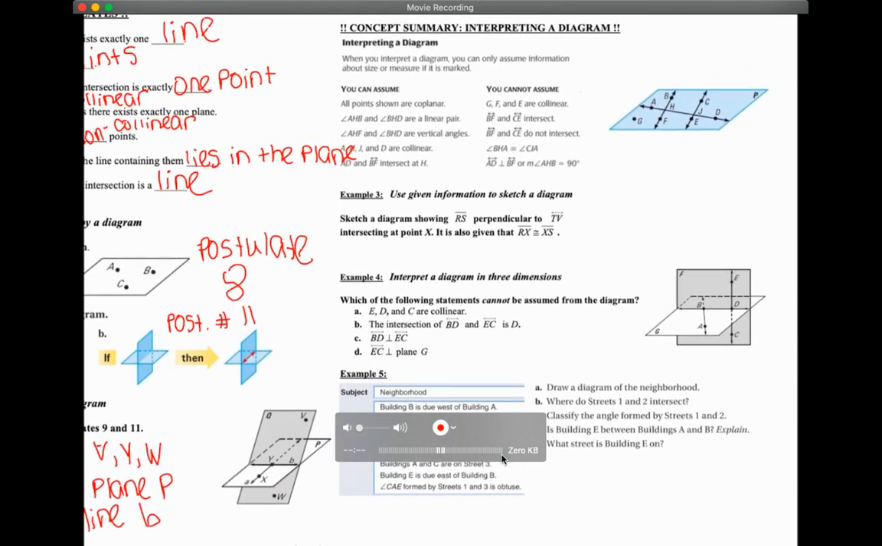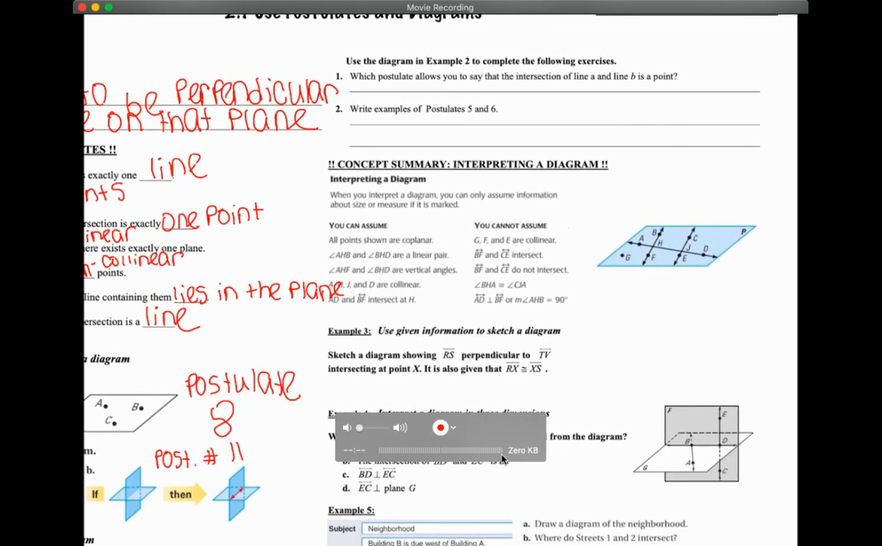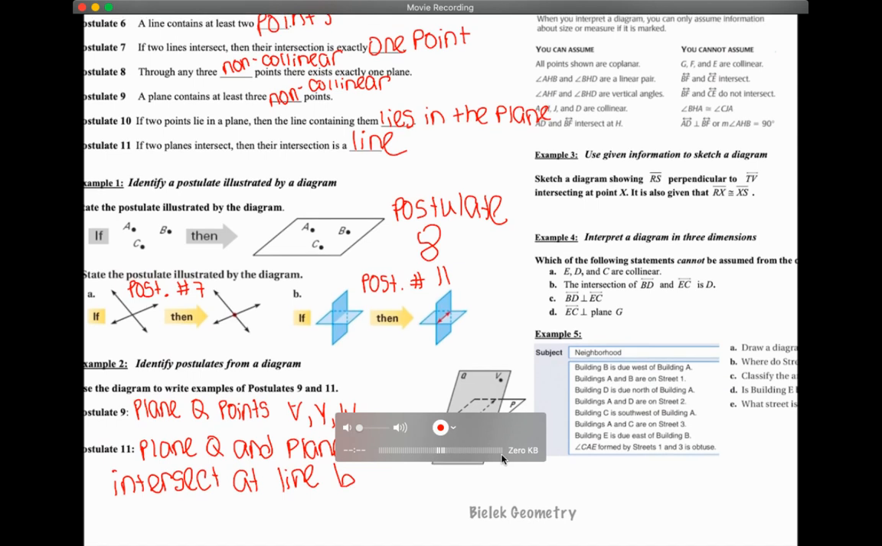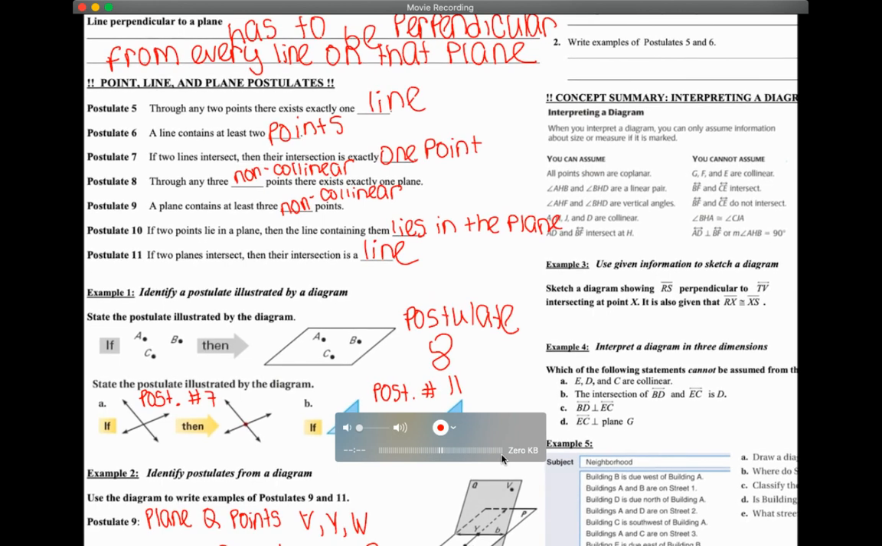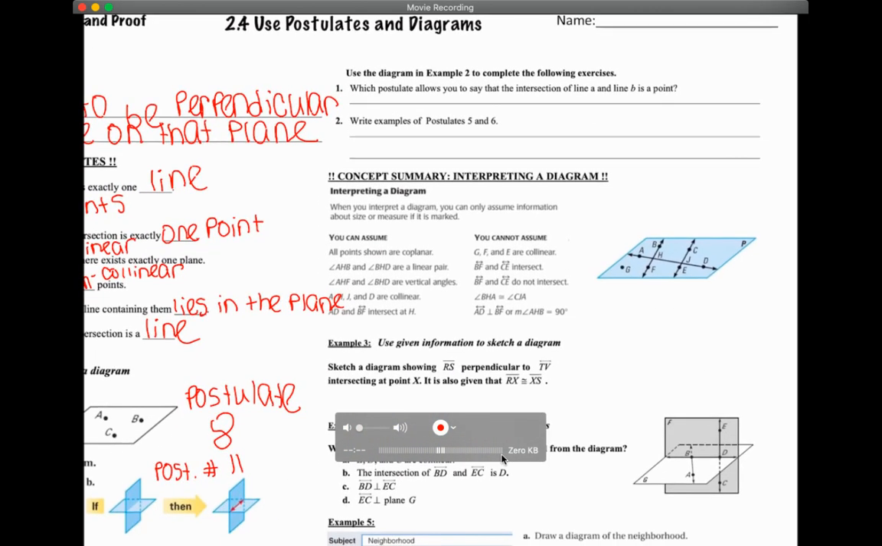Then if we move over to the other side, it says use the diagram in example 2 to complete the following exercises. Which postulate allows you to say the intersection of line A and line B is a point? So we're looking at line A and line B. They intersect at point Y. And the postulate that tells you two lines intersect in a point is postulate 7. I'm just going to put P7.